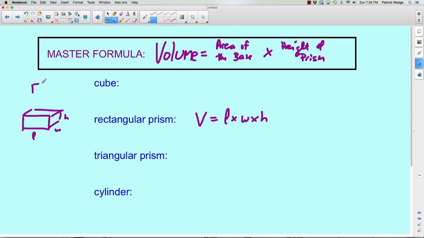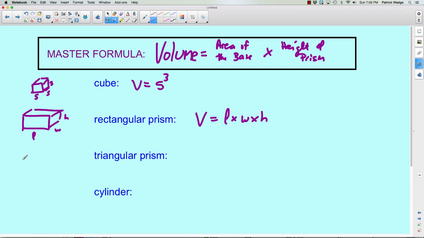Remember what you can do with the cube? You could do exactly the same thing. Most people do exactly the same thing. Volume equals length times width times height. If you want to be fancy about it, since the sides are all the same, you call them all S, and it'd be volume equals S times S times S. Well, wait a minute. S times S times S is S cubed. But again, if that's too confusing, just use length times width times height.